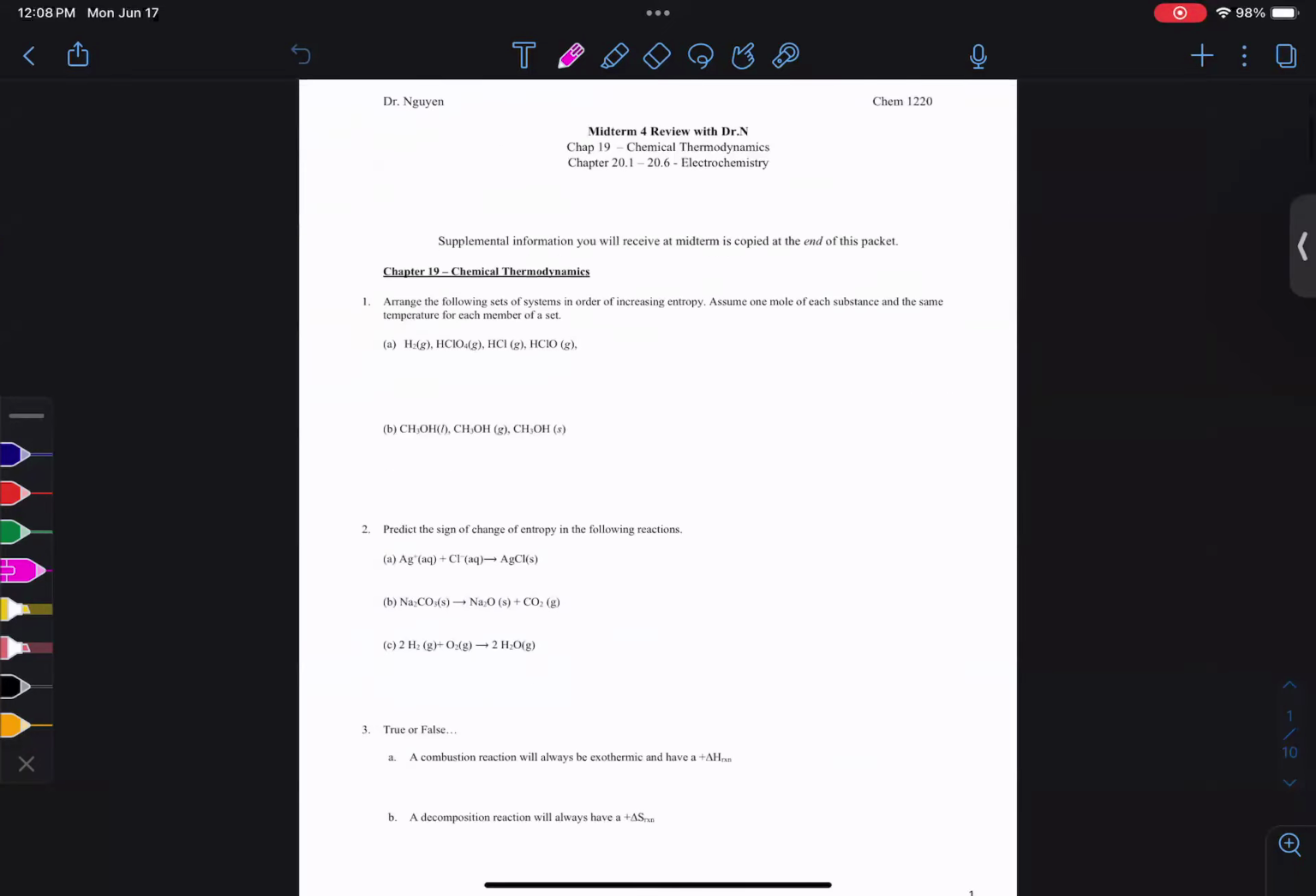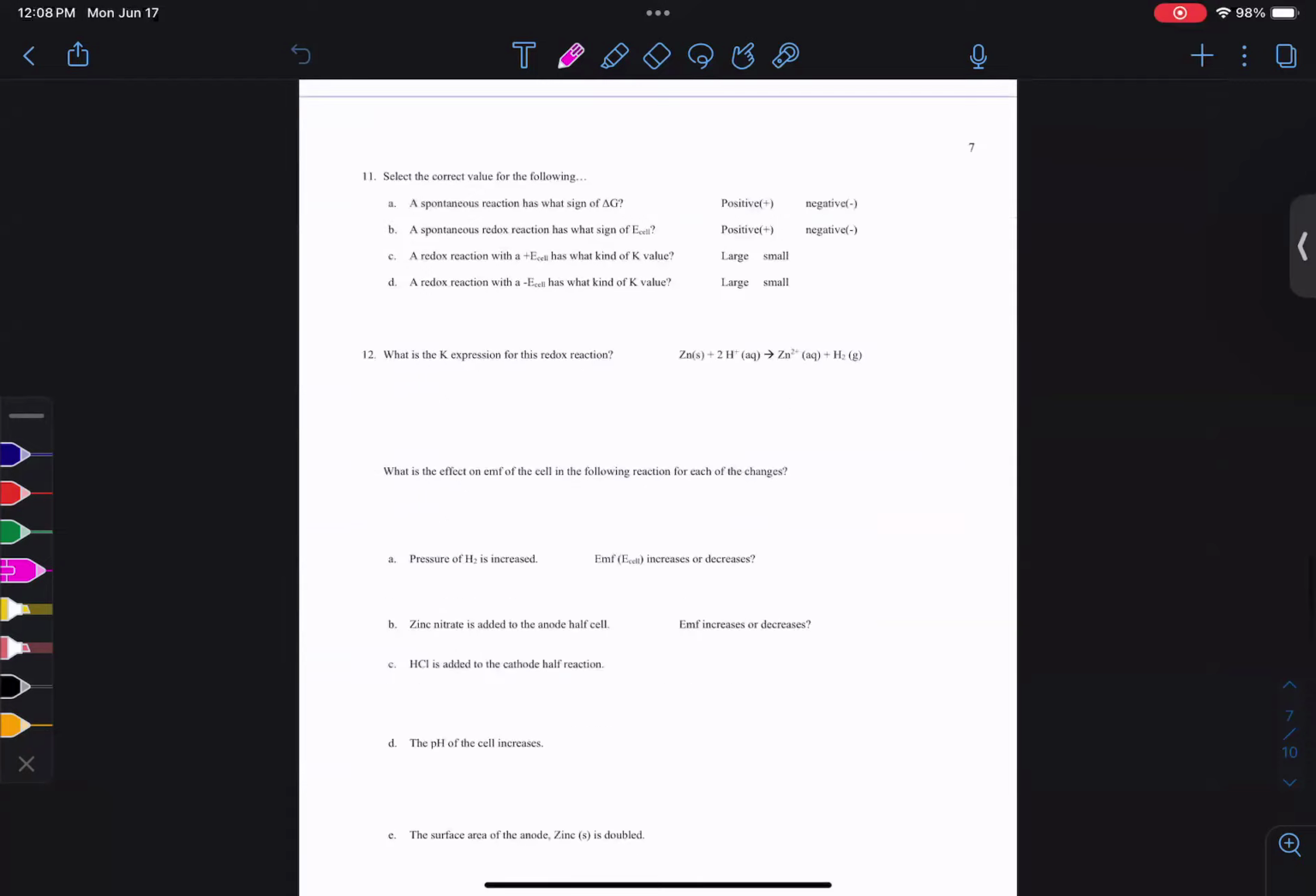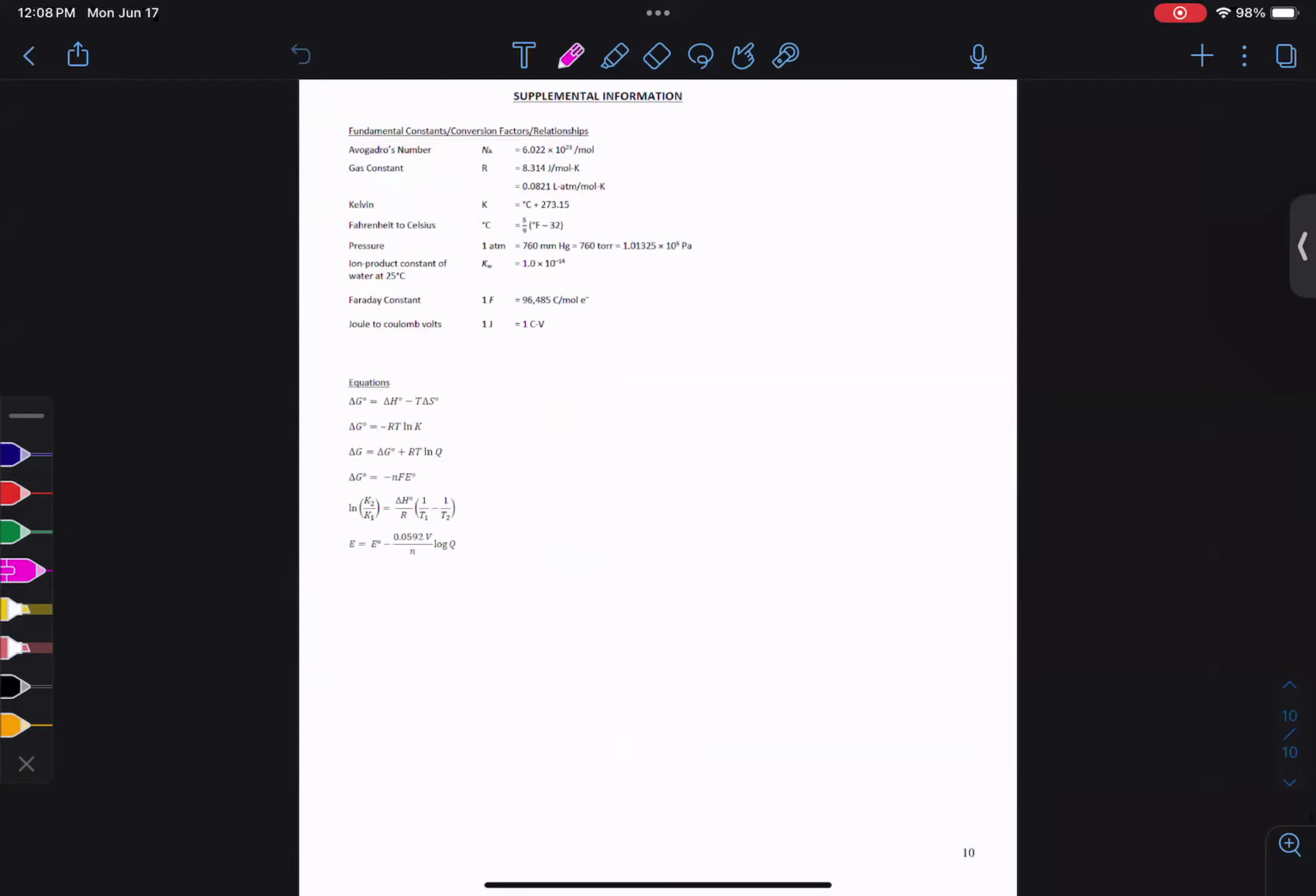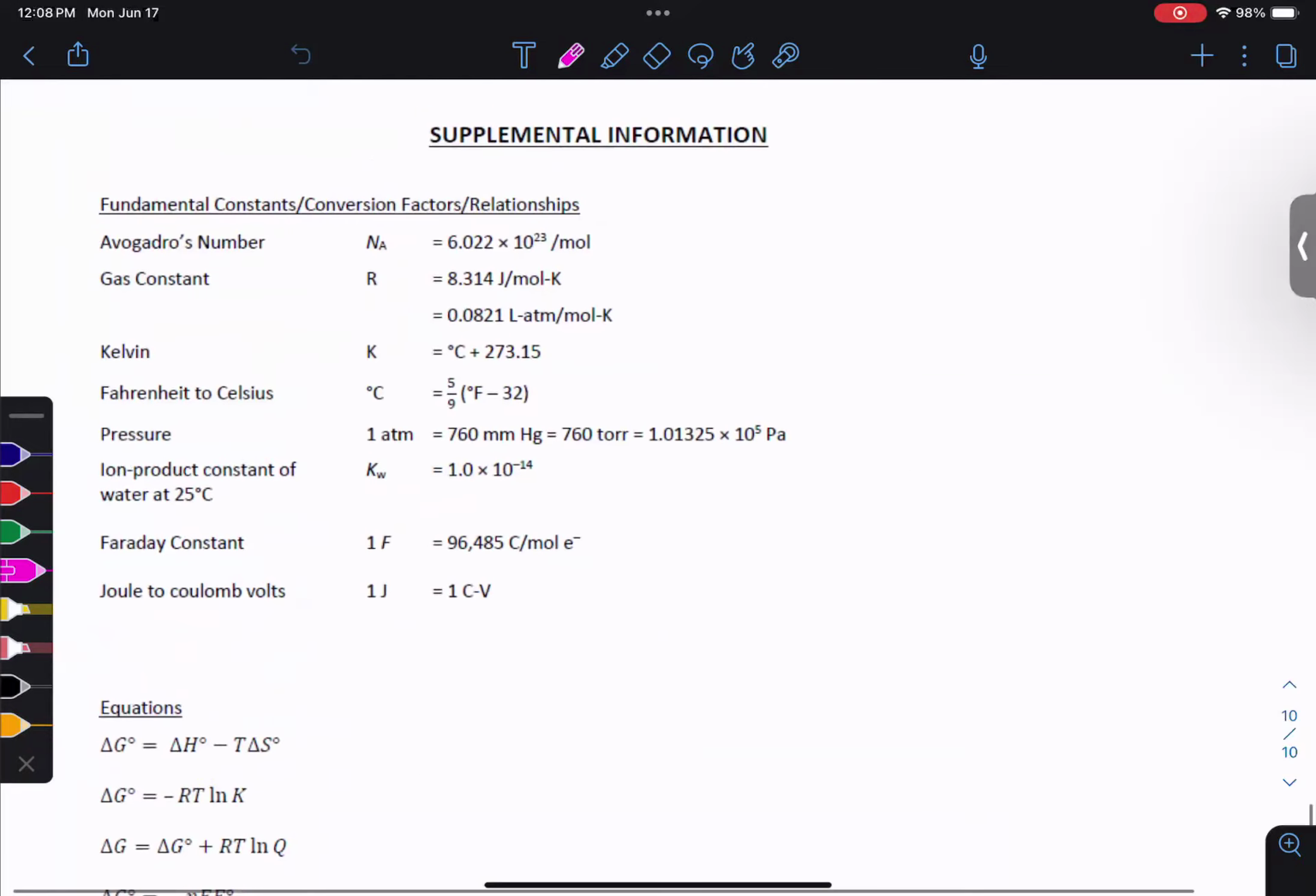You'll see at the bottom of this page is the copy of the supplemental information that you'll get. So you'll get the typical stuff, temperature conversion. I don't think you'll need pressures, but they're here. Kw, I don't think you'll need it, but it's here. But most importantly, Faraday's constant, and there you see the joule conversion. 1 coulomb volt is equal to a joule.